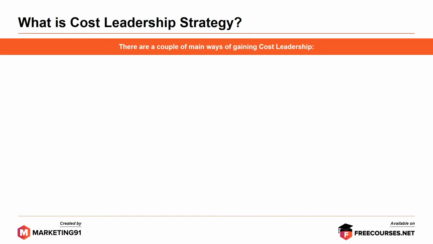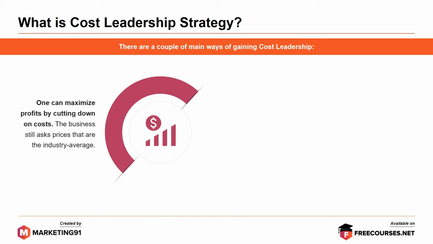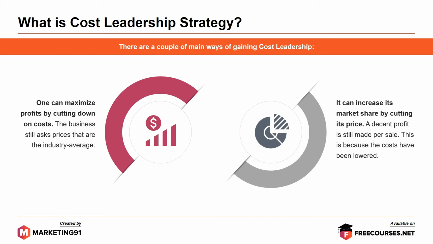Moving forward, there are a couple of main ways of gaining cost leadership. First, one can maximize profits by cutting down on cost. The business still asks prices that are the industry average. And the other, it can increase its market share by cutting its price. A decent profit is still made per sale. This is because the costs have been lowered.